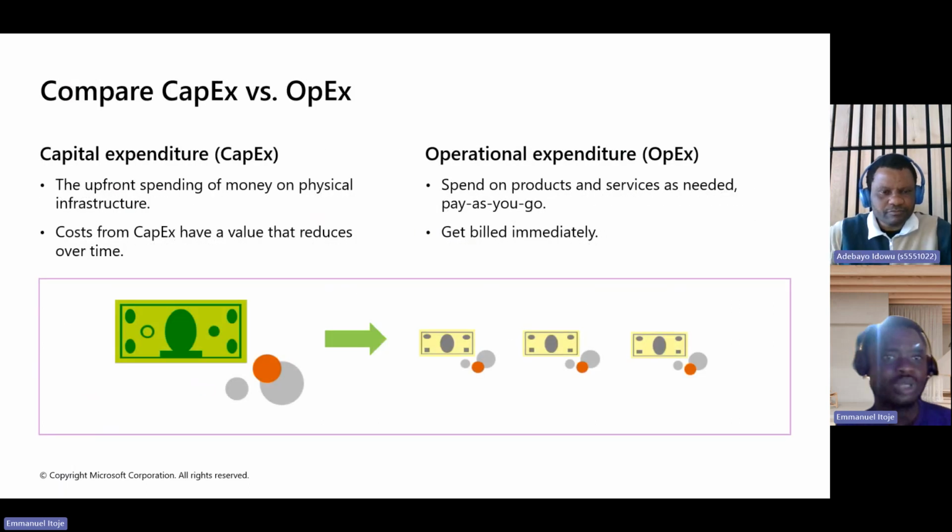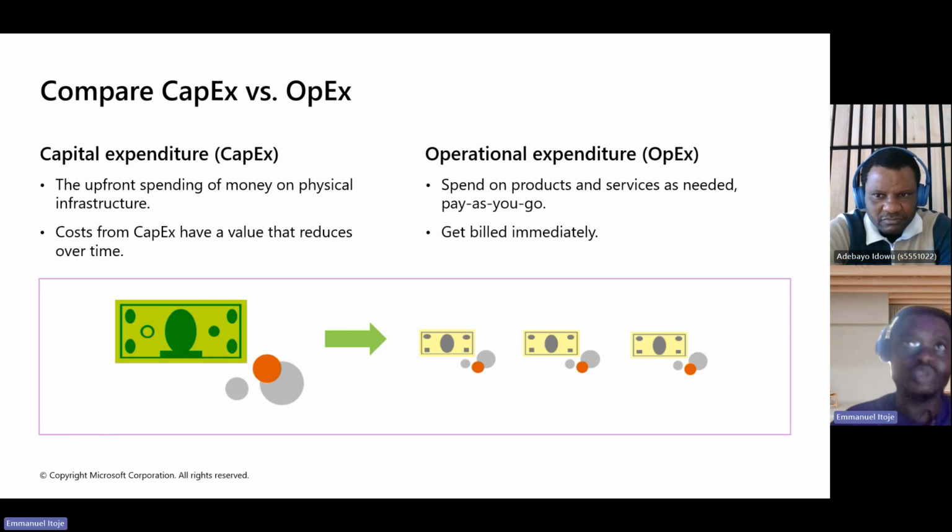All right. So let's compare CapEx and OpEx. So we've mentioned that for private cloud, you have to buy your own hardware, while for public cloud, you don't need to buy your own hardware. So what are the advantages and disadvantages of each of them? Capital expenditure is the upfront spending of money on physical infrastructure. First of all, do you want to buy the building or do you want to rent the building? You have to consider that.